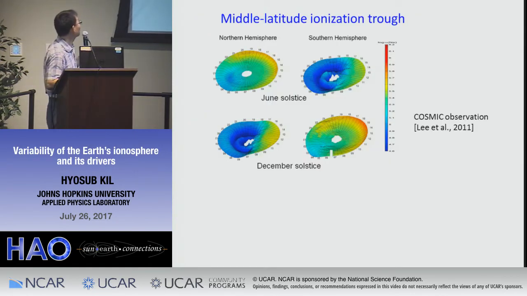This plot shows the middle latitude ionization trough. This is the COSMIC observation data. This is the nighttime. Blue color represents nighttime observations, and this is the daytime observation. And this is the southern hemisphere, June solstice, so winter hemisphere. Okay? This is the winter hemisphere. You can see this layer of plasma depleted region. This phenomenon is called the middle latitude ionization trough.